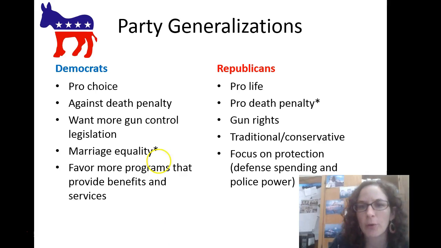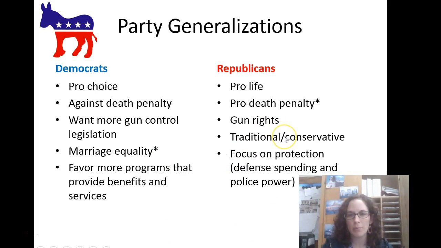So if you want to put on the Republican side, favors protecting traditional marriage. On the right side, I put Republicans tend to be traditional conservative. I should have added as a counterweight what Democrats would call themselves or take pride in. They would call themselves progressive.